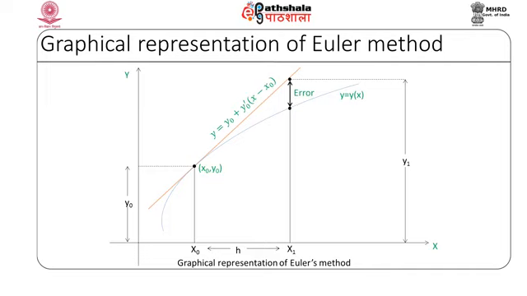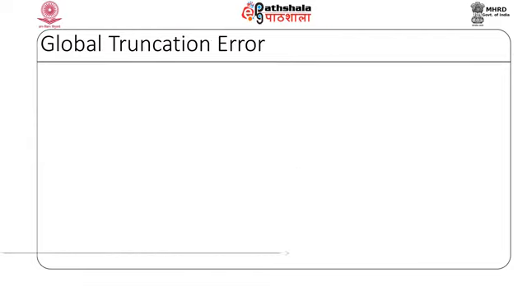The tangent is the straight line given by y equal to y0 plus y0 dash into x minus x0. At the point x1, we are estimating the value of y1 as a point on the tangent line, but actually the point is on the curve, and you can see the error. This much is the truncation error, which occurs in the estimate of y at x equal to x1 due to ignoring the second and higher degree terms.